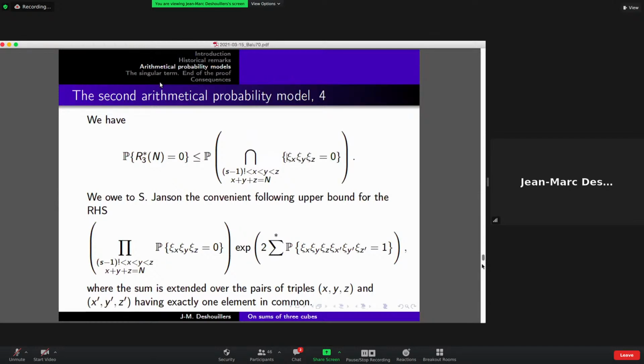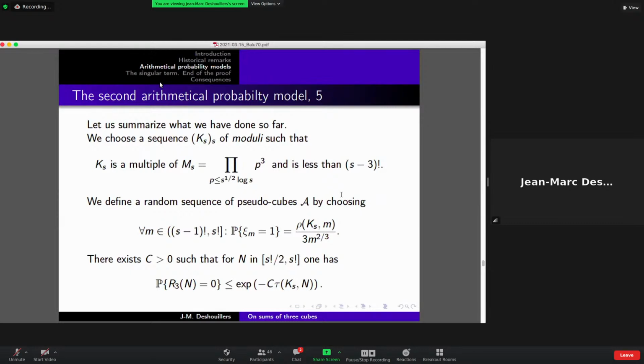So I'm not going to go further into this, but just to try to summarize where we are. We choose a sequence of moduli, Ks. Ks is a multiple of ms and is less than (s minus 3) factorial. This is for running the computation. Ks has to be small, but even so it is much larger than what we have where it makes sense in some way, where we can compare it with reality. But as in a probabilistic model, it's fine. We can define that.